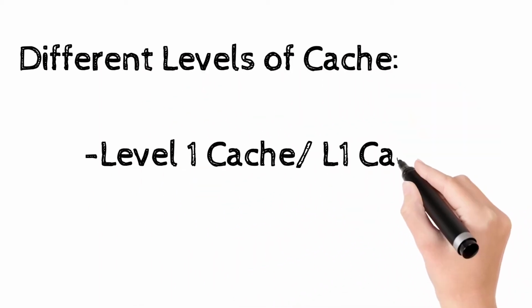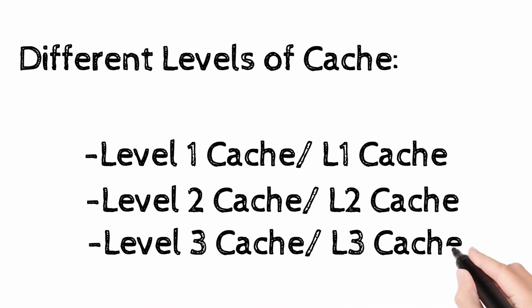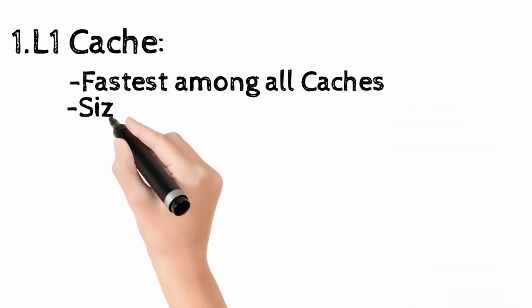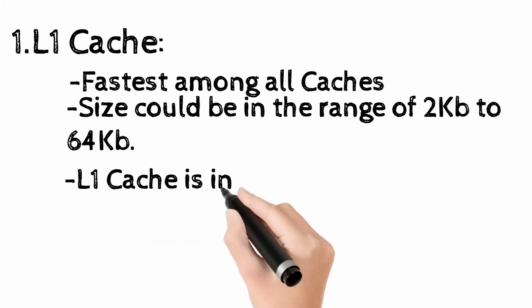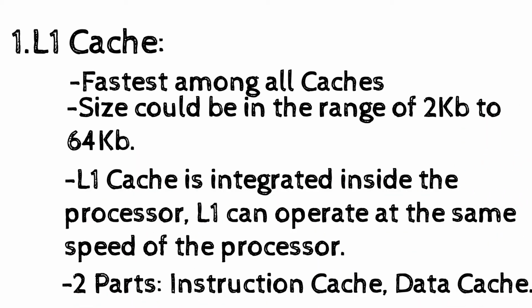There are different levels of cache: level 1 cache or L1 cache, second one is level 2 cache or L2 cache, and third one is level 3 cache or L3 cache. Level 1 cache is the fastest among all caches. Size could be in the range of 2 KB to 64 KB. A small amount of memory is integrated inside the processor itself. All cores of the processor will have L1 cache.